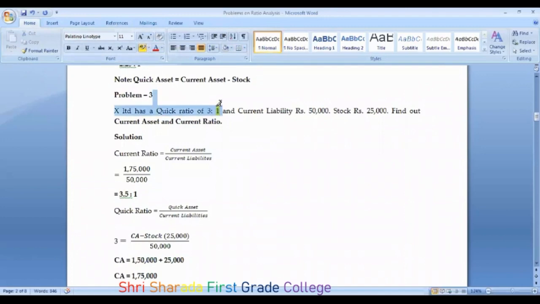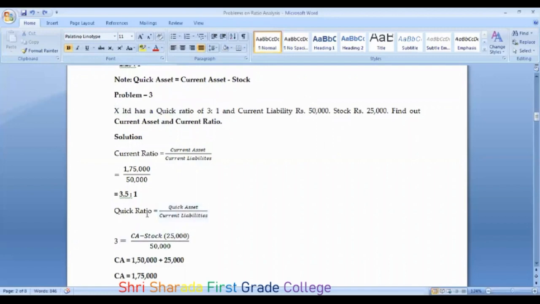See, 3 is indicating the current assets, and 1 is indicating the liability. Clear? 1 is already given as 50,000, so 3 you have to find out.